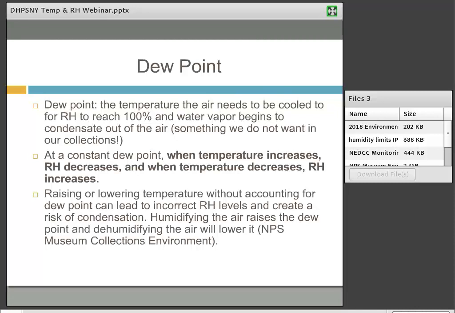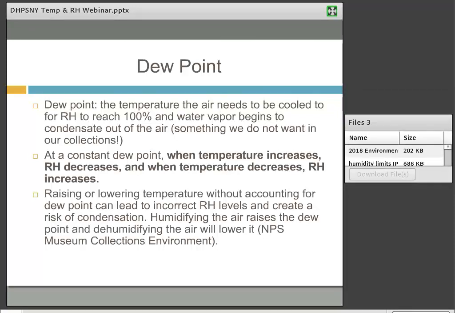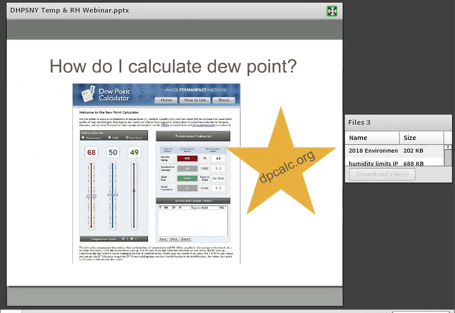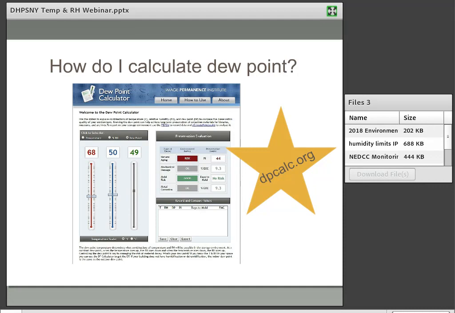The dew point is kind of a complicated thing to explain, but there is actually a very helpful online tool which can help you to use this information. The Image Permanence Institute has this dew point calculator. It can be found on dpcalc.org. Essentially you can enter the temperature and relative humidity values that you're getting from your data loggers, for example, into the dew point calculator, and it can show you what your dew point is. So it's not something that you need to calculate yourself.